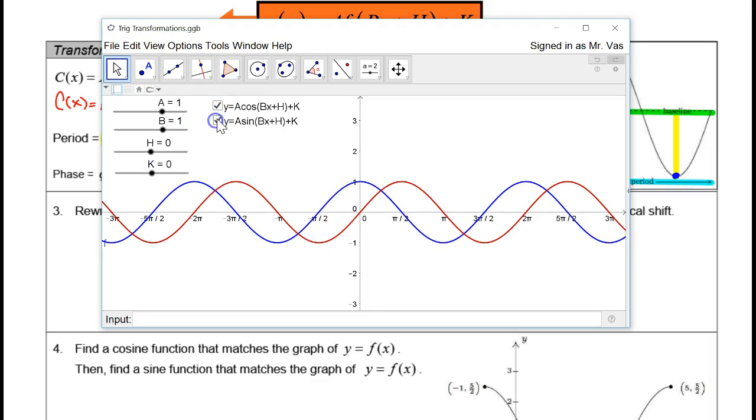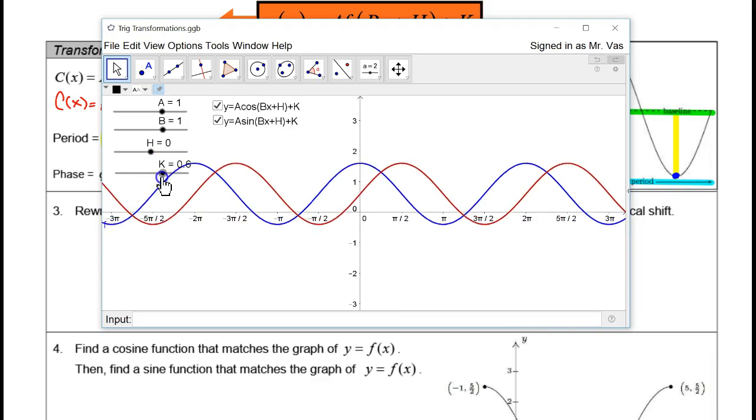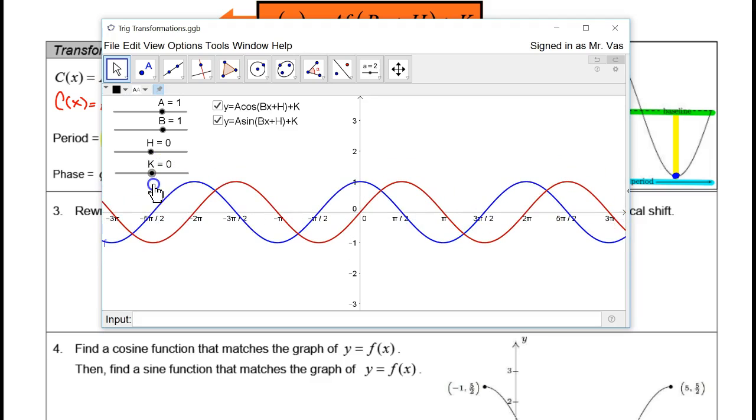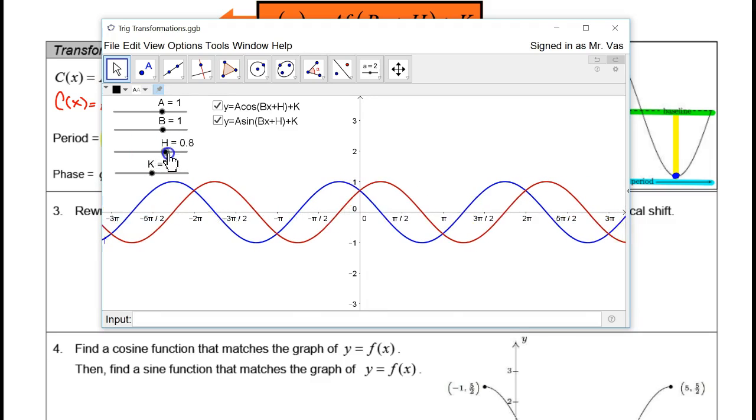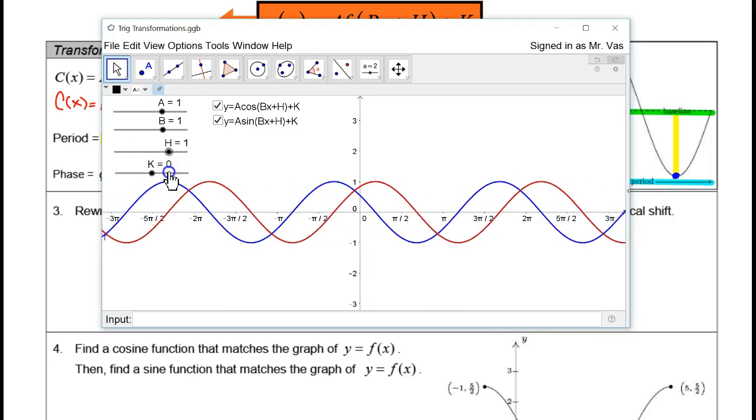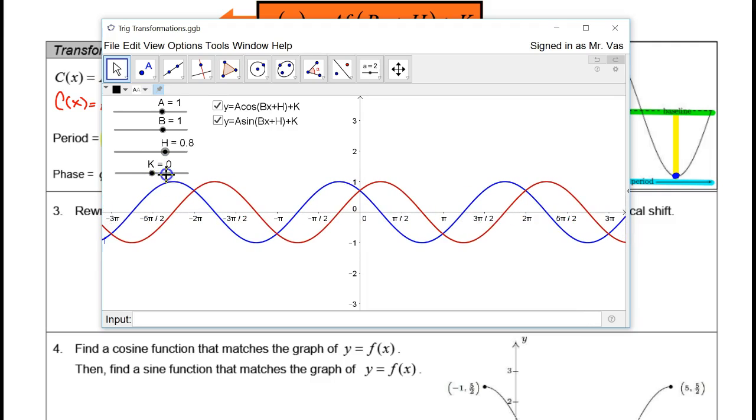We can see those same transformations if I turn on the sine function. Shift left. Oh, that looks kind of cool. Pretty exciting stuff here, folks. So the reason I put this together is just to show you that everything we're going to look at now with the transformation of trig functions is stuff we've talked about before. We're now just applying it to a new type of function, our trigonometric functions.